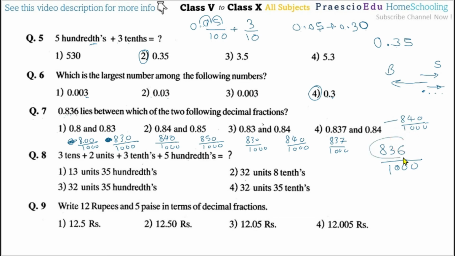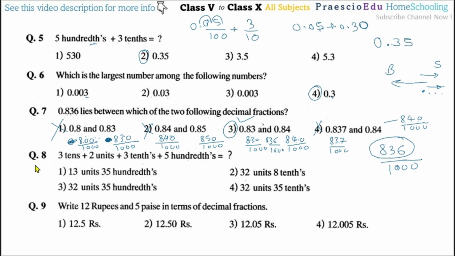Now 836 lies in between; here 800 and 830, so it cannot lie between those, so option number 1 cannot be. Option number 2, 840 and 850, no, cannot be. Here 830 and 840, yes, option number 3. In between these, 836 divided by 1000 is possible. Here 837 and 840, no. So 836 lies between 830 and 840, which means option number 3 is the correct one.